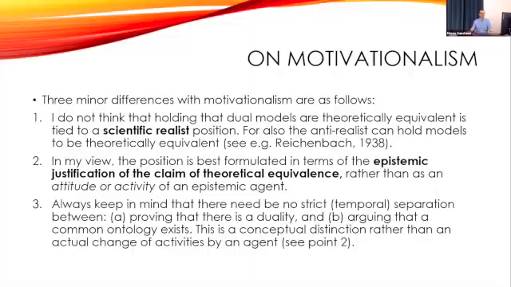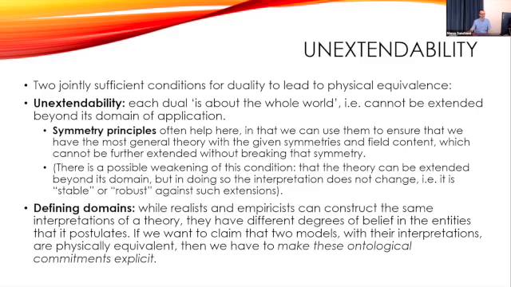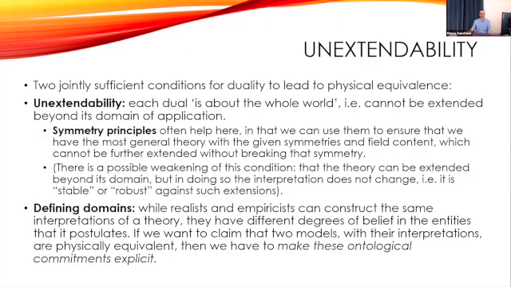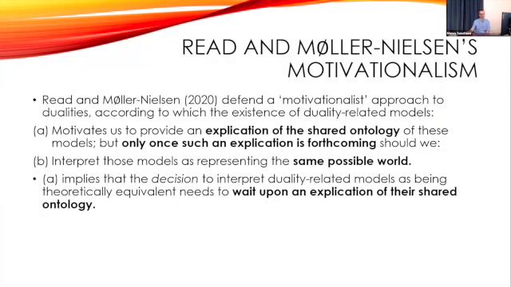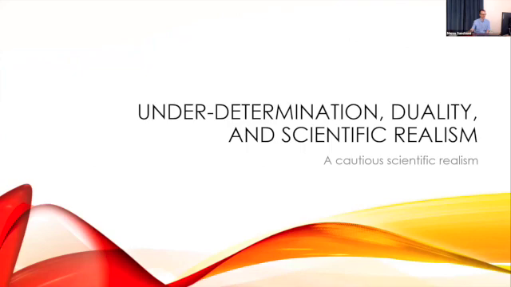So now we have discussed some of the epistemic positions that we have, and the epistemic justification that we have to make claims about theoretical equivalence. I have given you two jointly sufficient conditions, namely extendability and extending domains. And then I went into Reed and Müller-Nielsen's motivationalist position. I emphasized that it is rather close to my position, with some minor differences. Now I would like to go into the discussion that I announced before of underdetermination and scientific realism.